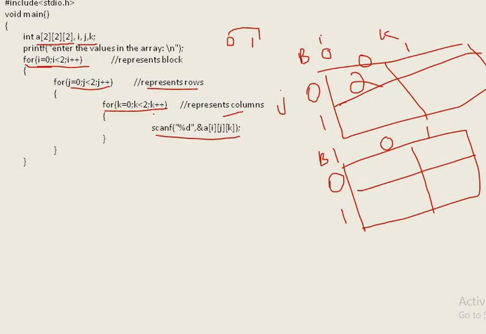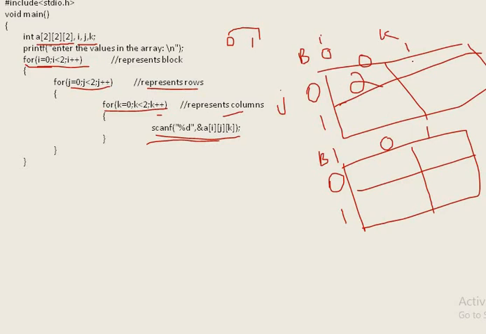Now the k value will be incremented, and the condition will be tested here. k will be incremented by 1, hence k becomes 1, and 1 less than 2, the condition is satisfied. Again this statement will be executed, that is scanf. Now i value and j value remain the same here, that is 0 and 0, but the k value has been incremented by 1.